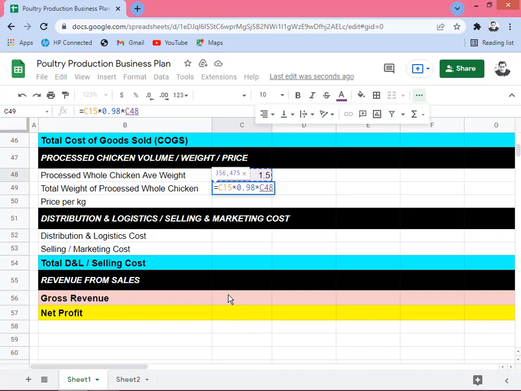but birds, as per bird. So 98% production output, 2% losses, multiplied by the weight so that we'll be able to get the total weight of the birds. So that would be 356,475.